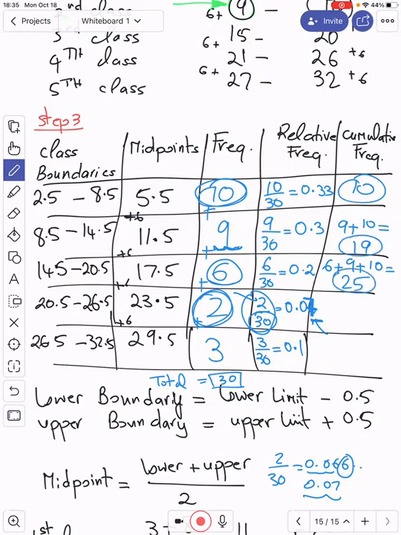For the fourth class, the frequency is 2, plus the frequencies of the previous classes. Actually, the frequencies of the previous classes is 25, right? So the answer would be 27. And finally, the cumulative frequency of the last class is 3 plus the frequencies of the previous classes. That's 27. So that's 3 plus 27, and the answer would be 30. Okay.